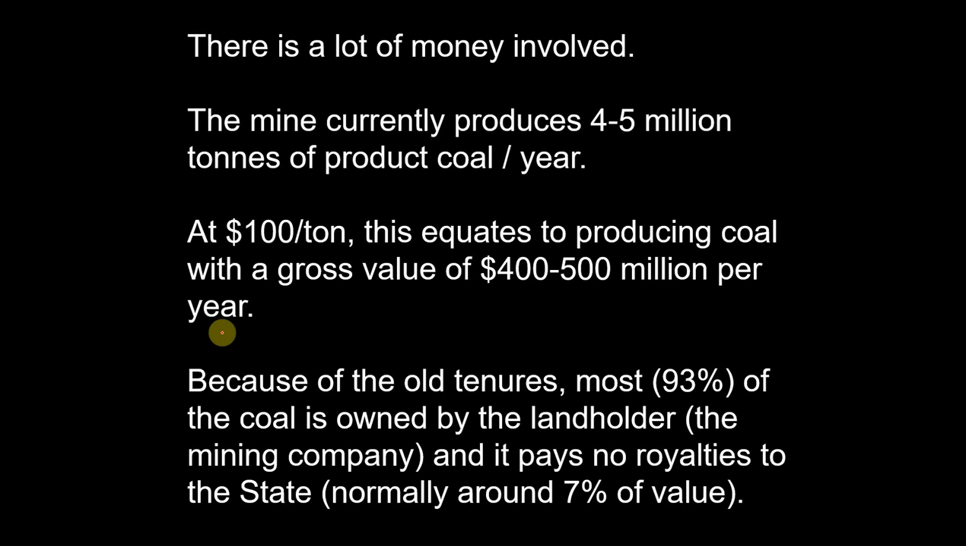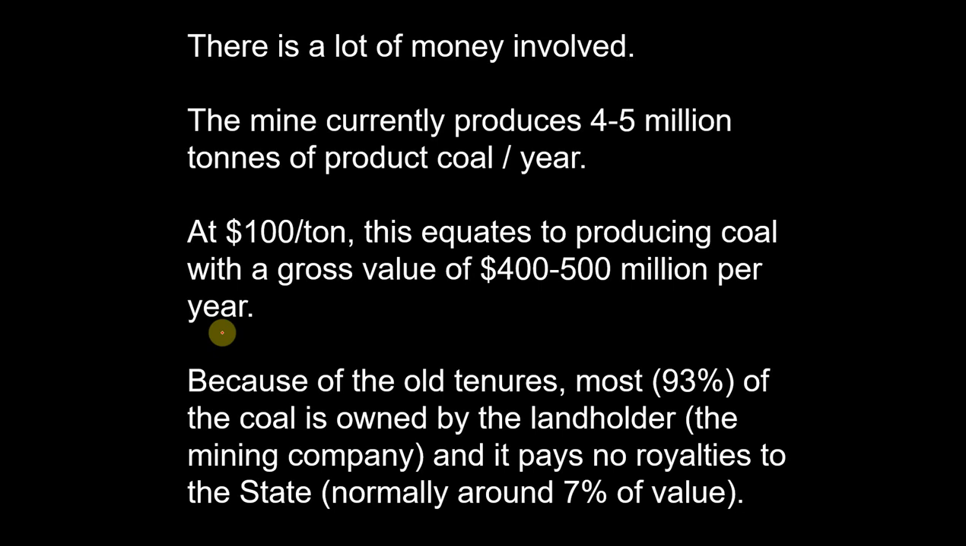So there's a lot of money involved in a project like this. The mine currently produces 4 to 5 million tons of product coal a year. At $100 a ton, that equates to producing coal with a gross value of between $400 and $500 million per year. Now, because of the old land tenures, most of the coal doesn't require royalties to be paid. So the coal is owned by the landholder, which is a mining or related company to the mining company, and so it pays no royalties to the state.